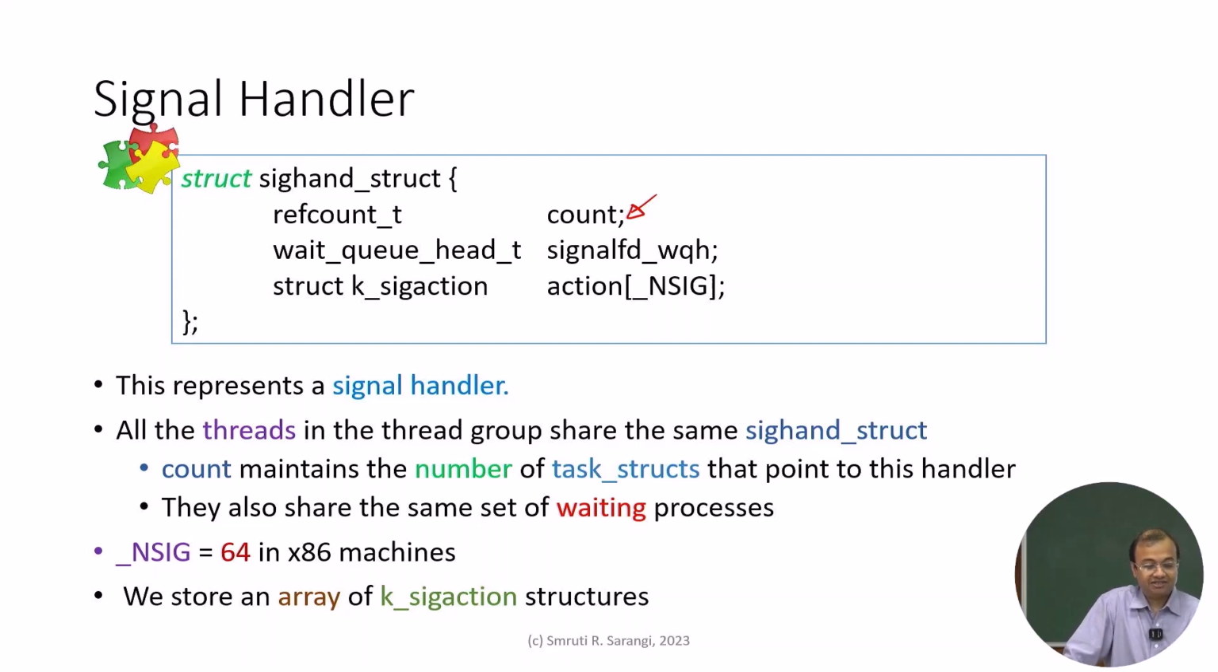So count maintains the number of task structs that actually point to this handler. In the sense, the handler you must have registered, right? In how many task structs have you registered this handler? So this count is maintained over here.